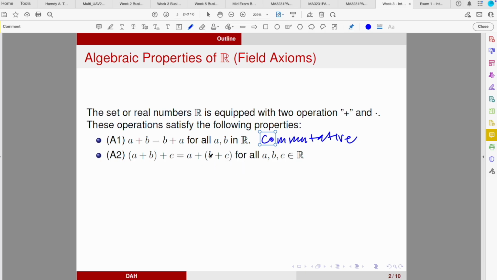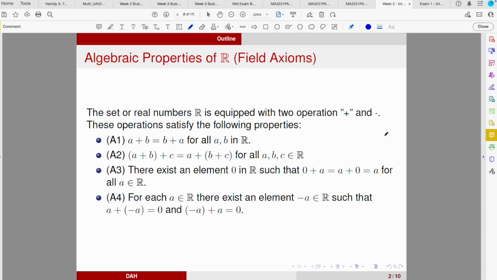The next one: if you add two numbers, a plus b, and then add another number, it equals a plus b plus c. It's called the associative rule. Okay? I will give all of them. This one is commutative, and then associative.